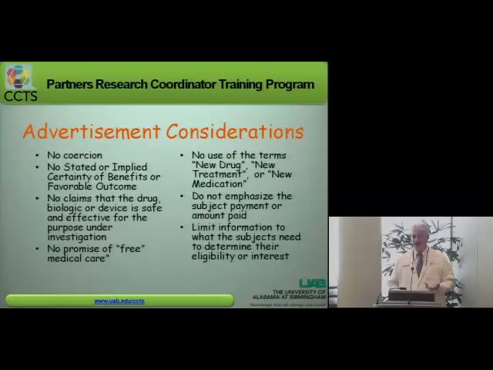Do not emphasize the payment. Don't make an advertisement that talks in 9 font or 10 font about all the side effects, and then in 32 font put, and we will pay you $100. That's not good. Don't limit information to what the subject needs to determine their eligibility. Don't say, when you call me, and just briefly go over something and say, oh, well, we can cover that later. Answer their questions to the best of your ability.